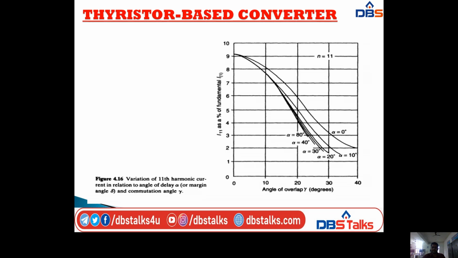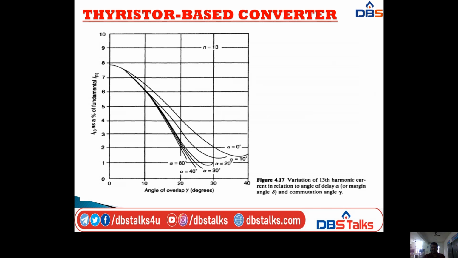Next, I am taking one more diagram, for the variation of the 11th harmonic. Up to now we have seen the 5th and 7th harmonic. Here the order of the harmonic is 11, that is n is equal to 11. Here also I am taking the angle of overlap and the angle of delay, both in relation to the fundamental current IN. The same curve pattern repeats: at alpha equal to 10 we have one curve, alpha equal to 20, 30, 40, 80 and 0, and we have different curves.